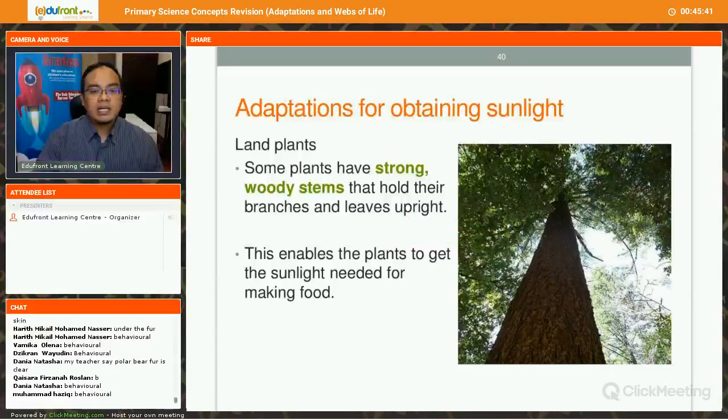Because we know that plants need light for photosynthesis. Without light, plants will die. They cannot make food. They need sunlight a lot. They need sunlight so that it enables them to trap the light so that it can make food. So some plants have very strong woody stems that hold their branches and leaves upright so that they can reach out towards the sun and maximize the exposure of the leaves to the sun.